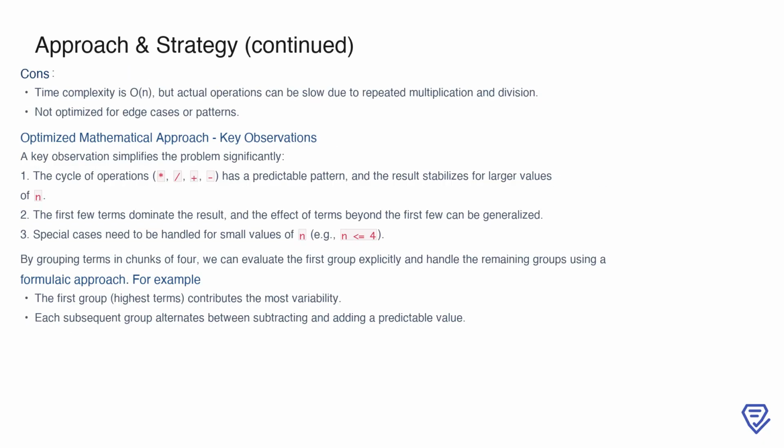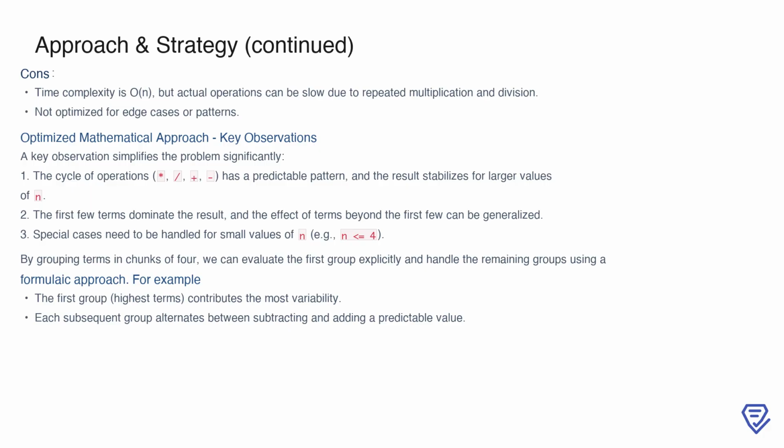However, the brute force approach has its drawbacks. While its time complexity is technically O(n), the repeated multiplication and division operations can be computationally expensive, especially for larger values of n. Additionally, this method doesn't take advantage of any patterns or shortcuts in the sequence, which means it may not handle edge cases or larger inputs efficiently.